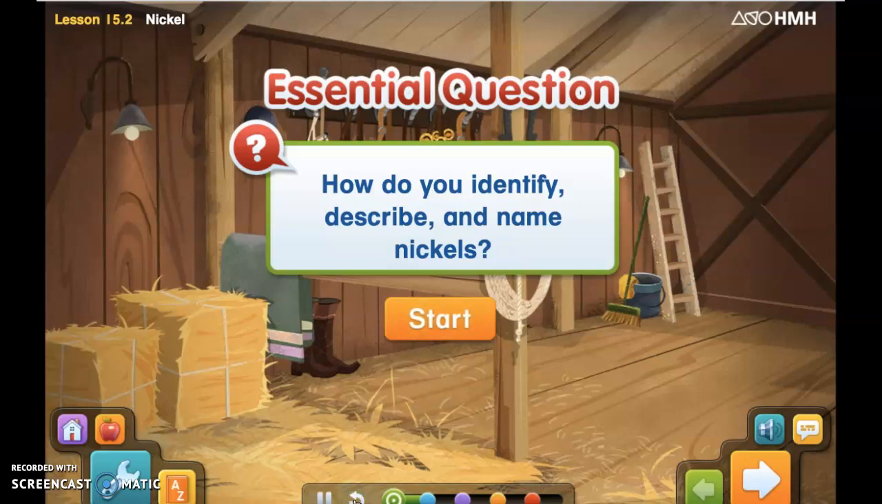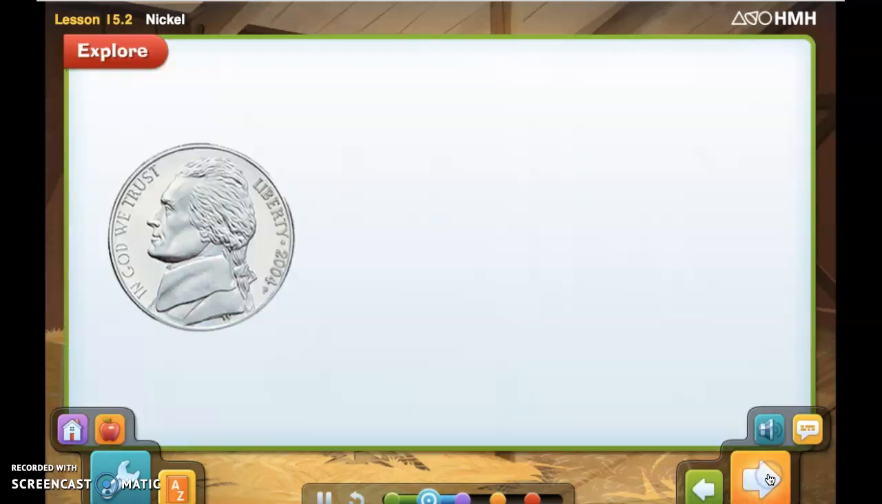How do you identify, describe, and name nickels? David found this silver coin on the sidewalk. What coin did he find? This coin is a nickel. Click it to see the word.